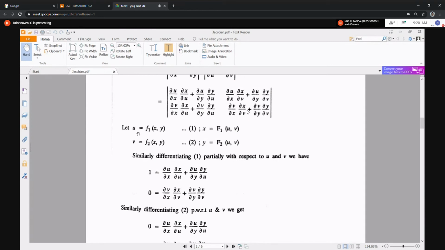But in the second equation, we are going to differentiate with respect to v. Okay, but in the left hand side here, u is there. When we differentiate with respect to v, what will come here?